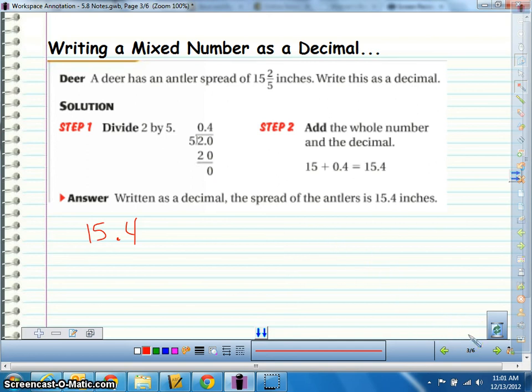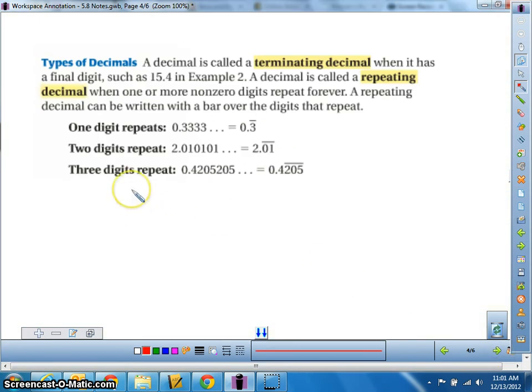So let's keep looking on here. We need to remember our different types of decimals. We talked about it before. A terminating decimal is one that comes to an end. So in our last example, 15.4, it came to an end. Before that, we did 0.625, and it came to an end. Those are all terminating decimals. It doesn't matter how many place values there are. If it comes to an end, it's called a terminating decimal.